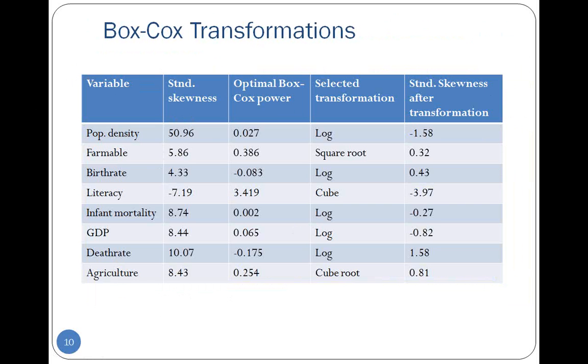And for everything except literacy, it actually did a pretty good job of getting rid of the skewness. Now, literacy, even when I cubed the data, was still somewhat negatively skewed. But I really hated to go to anything stronger than that. I thought it really might distort things. So those are the transformations that I decided to do.